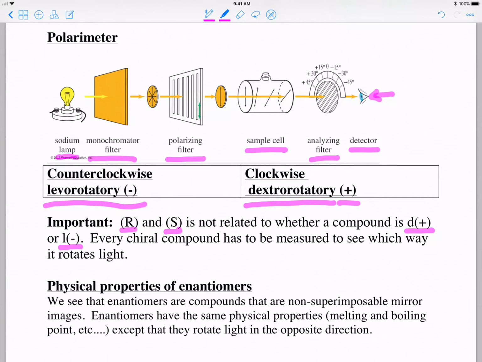The second difference is that they will each react with other chiral molecules differently, like active sites and enzymes. One isomer might fit into an active site and another one will not. So the only two things separating out the enantiomers, or what you can tell, is the way that they rotate light or the way they react with other chiral molecules.